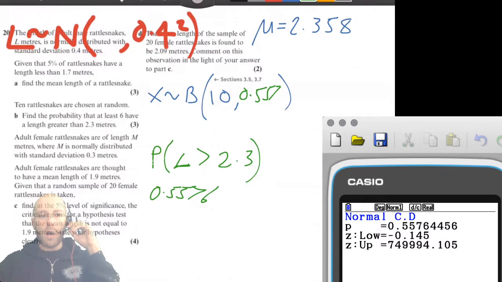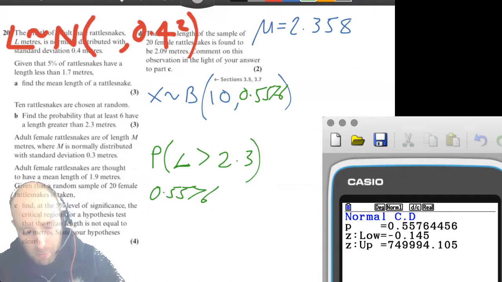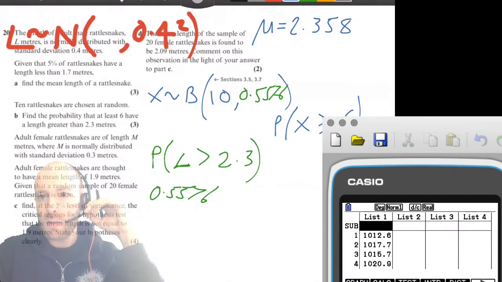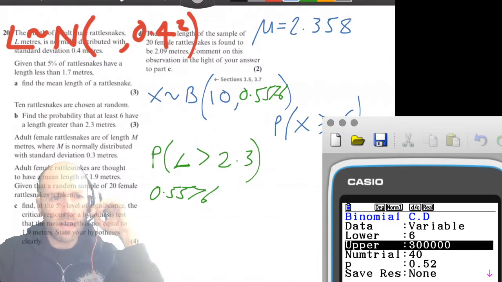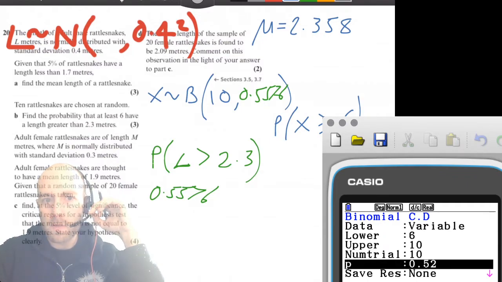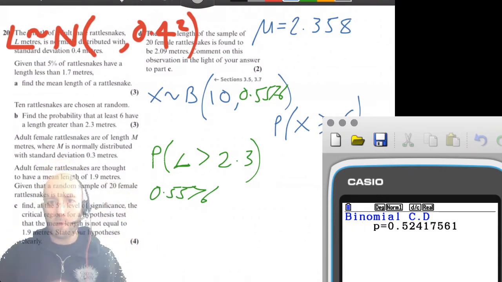And then we can do our binomial distribution. So for binomial, we want the probability X is at least 6. So back to the calculator. Distribution, binomial distribution, BCD, lower 6, upper, well, we've got 10 in total, 10 snakes. Number of trials 10, and probability of success was what we just worked out, 0.5576. Cool. So you should get 0.5412.